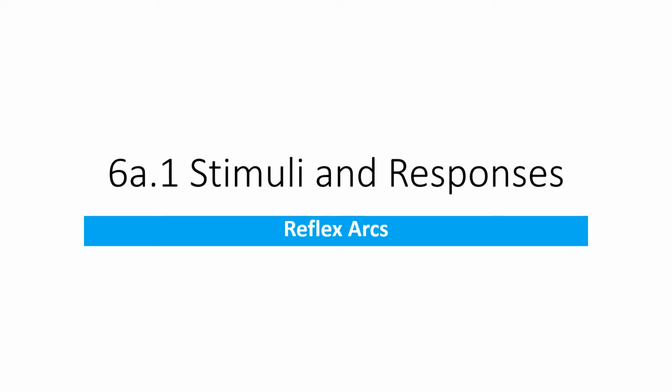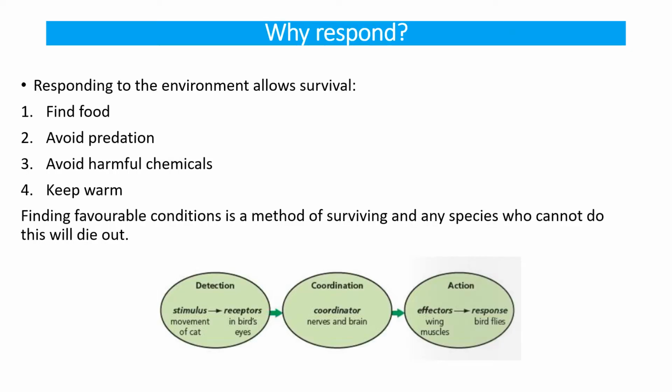Mr Phillips, and today we're looking at the nervous system area and behaviour and responses module, and we're looking at 6A.1 stimulus and responses, and particularly looking at the reflex arc today. So first of all, before we look at the reflex arc, we just need to understand, why is it so vital to survive? Well, hopefully this is relatively obvious for you. Why does responding allow survival?